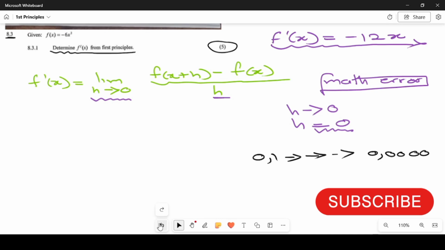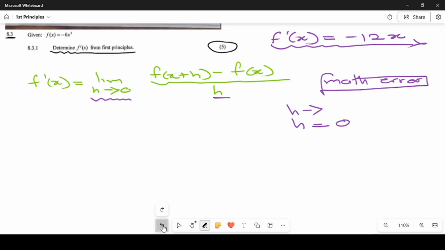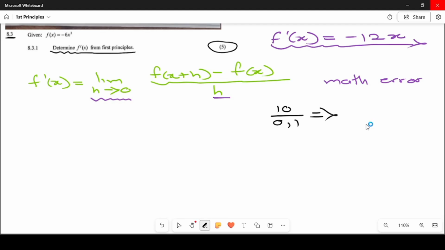Here's what's actually cool, and why your calculator tells you that it is a math error. Let's say you're dividing 10 by 0,1. If you punch that on a calculator, you'll get 100. You can see that this is what you're dividing with.